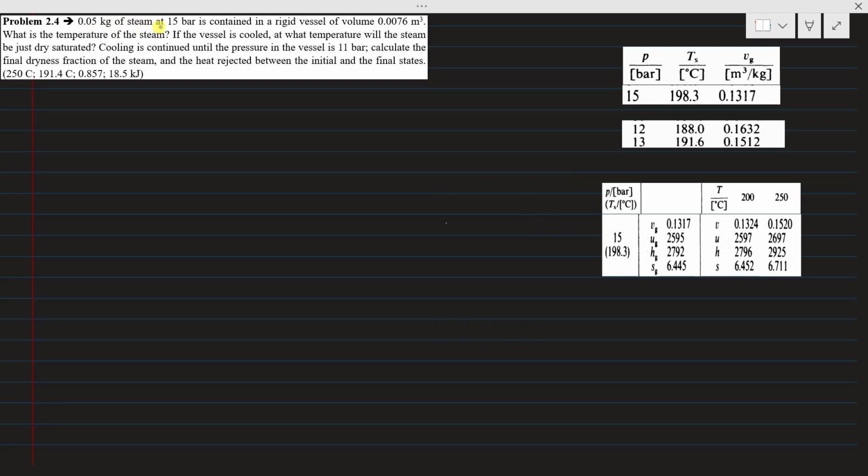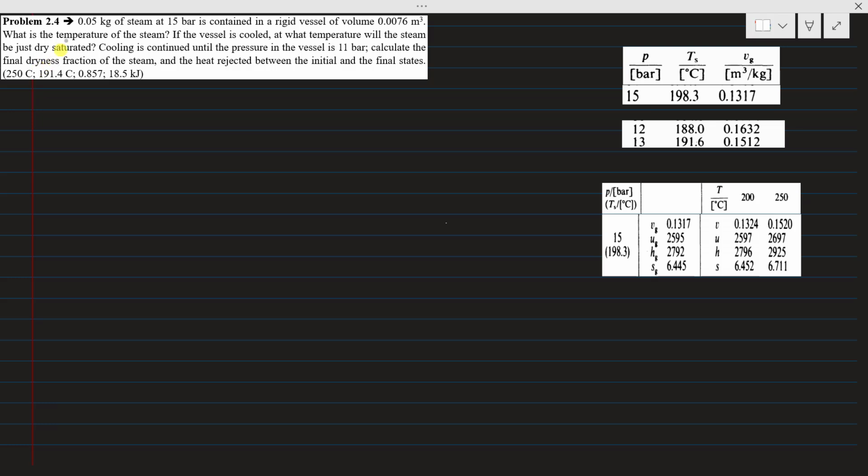0.05 kg of steam at 15 bar is contained in a rigid vessel of volume 0.0076 meter cube. What is the temperature of the steam? If the vessel is cooled, at what temperature will the steam be just dry saturated? Cooling is continued until the pressure in the vessel is 11 bar. Calculate the final dryness fraction of the steam and the heat rejected between the initial and the final state.